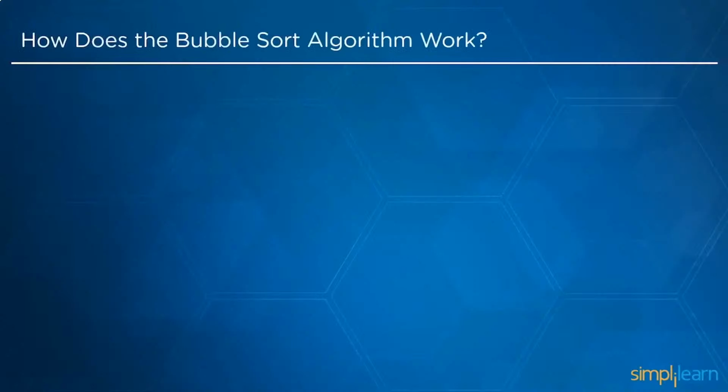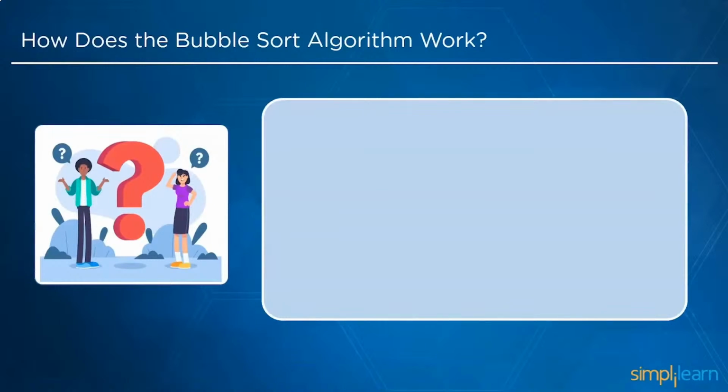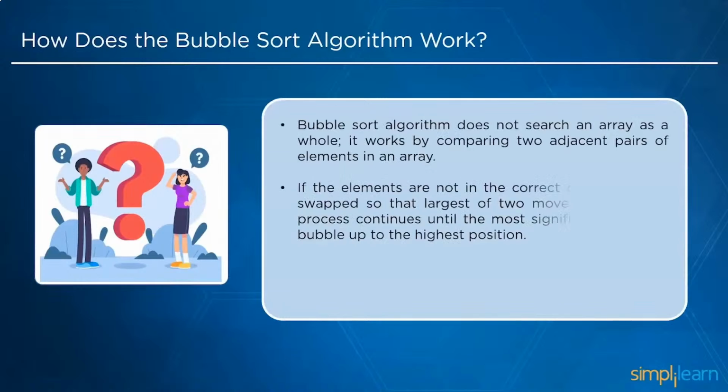The bubble sort algorithm will not get implemented on the entire array in one go. Instead, it compares two adjacent pairs of elements in an array. If the elements are not in the correct order, then they are swapped, so the largest of the two moves towards the right. And this process continues until the most significant element or bubble is moved towards the highest position. After the first process is finished, the search for the next most significant object starts. And the swapping continues until the whole array is in correct order. This process is employed when you want to arrange the elements in ascending order. To understand the logic in a better way, let's go through an example.